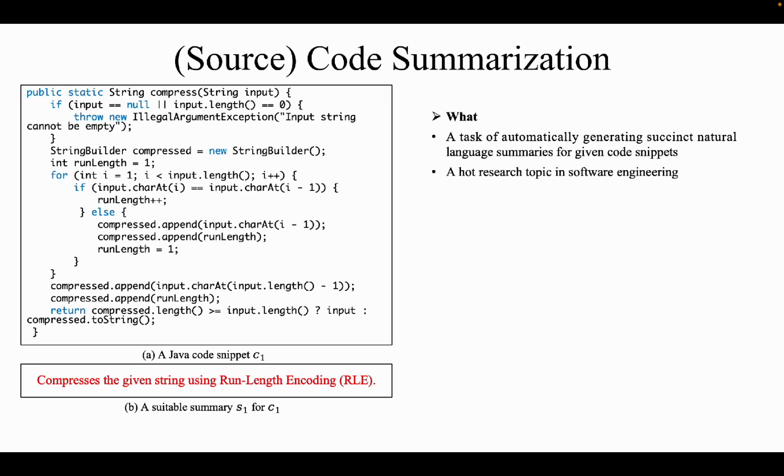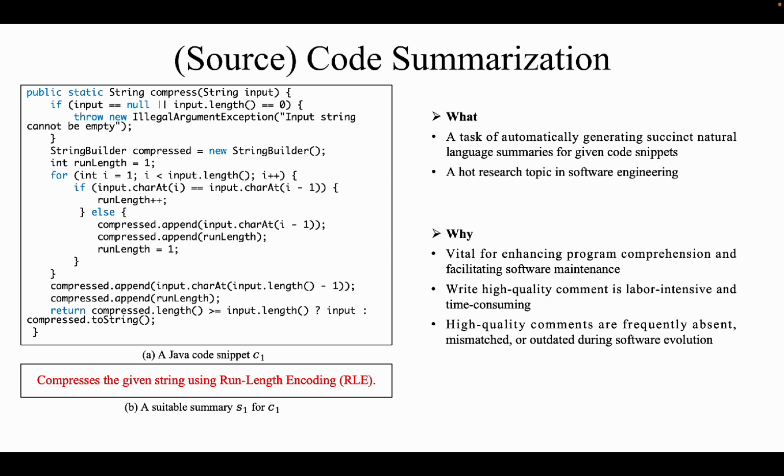First, I will briefly introduce code summarization. Basically, code summarization is the task of automatically generating succinct natural language summaries for given code snippets, and it has been a hot research topic in software engineering.